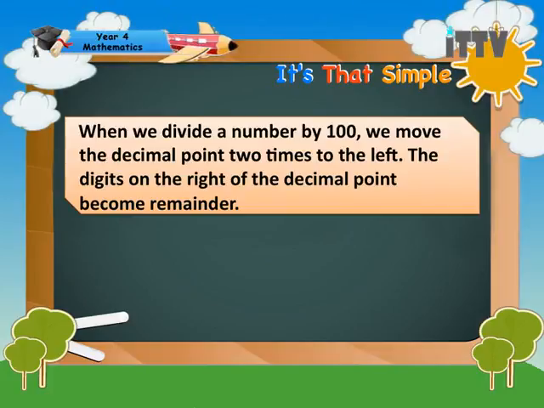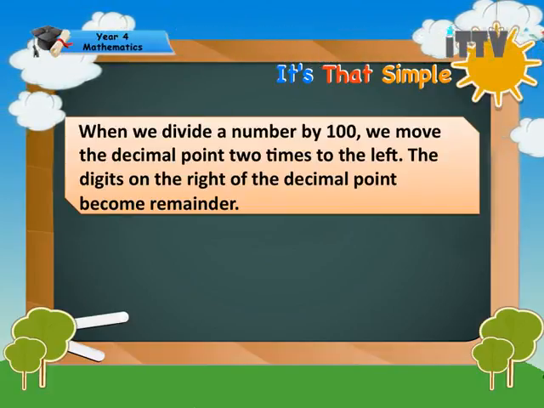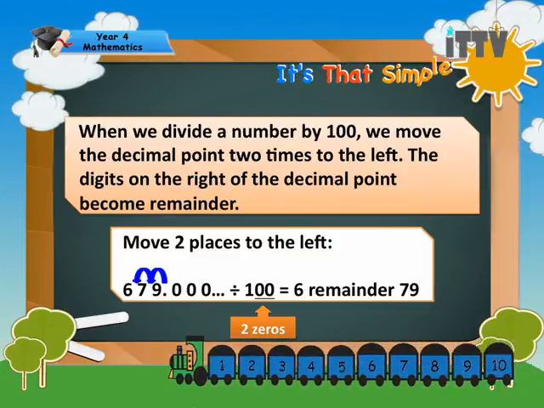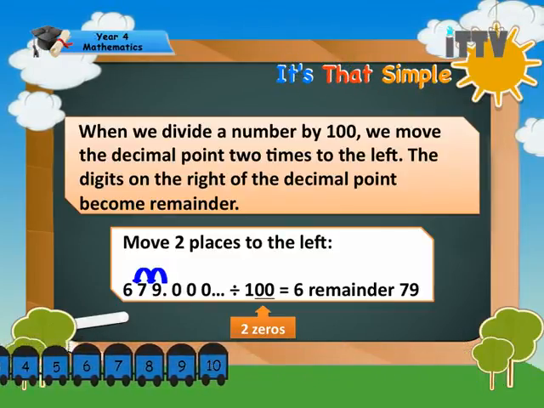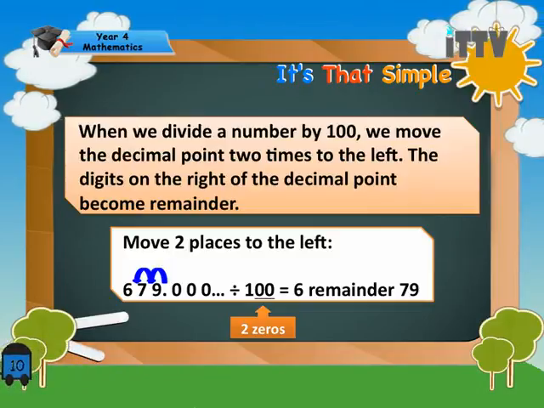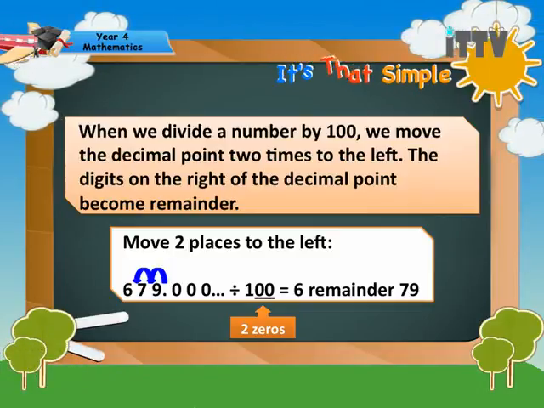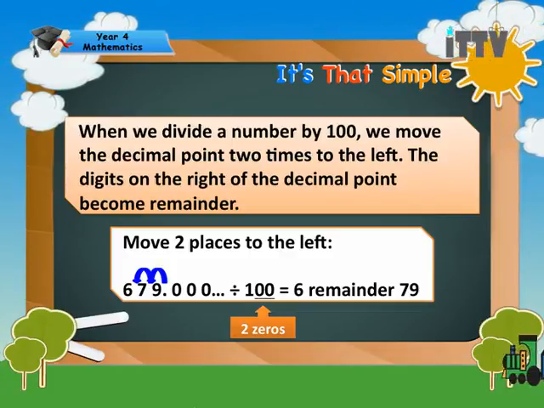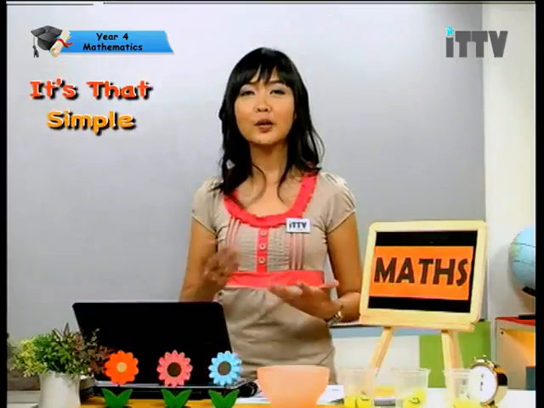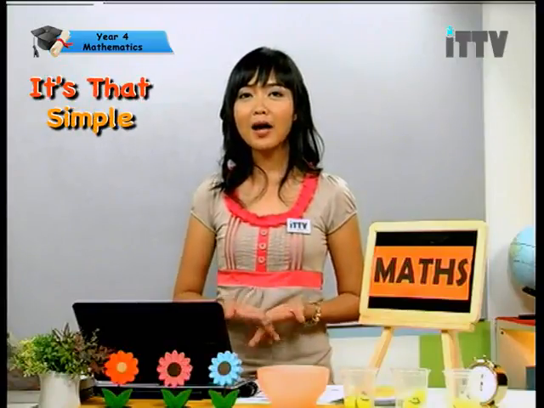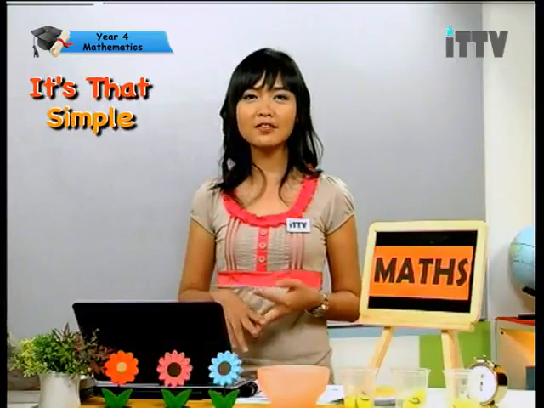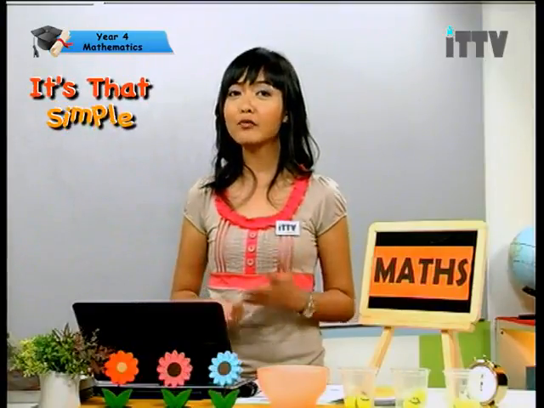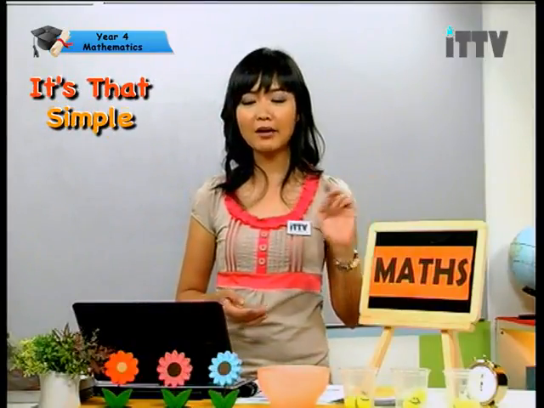Now, when we divide a number by 100, we move the decimal point 2 places to the left. The digits on the right of the decimal point become the remainder. So this is an example. 679 divided by 100 will give us 6.79 or 6 remainder 79. So remember, when we multiply by 10, 100 or 1,000, we move the decimal point to the right. But when we divide, we move the decimal point towards the left.